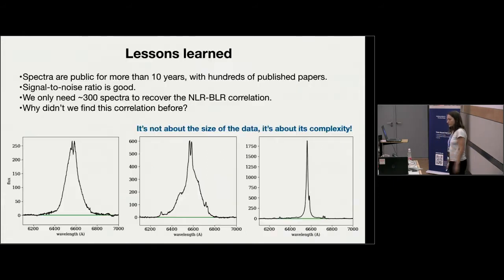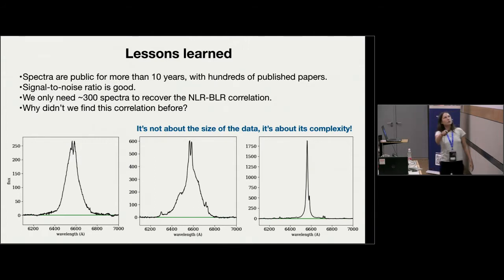And what have I learned from this example? So these spectra I worked with are public for many, many years. And there were numerous works trying to measure these lines, the broad and the narrow lines. We have the SNR, and we only need roughly 300 spectra to recover this correlation. So how come we didn't find it before? And I think my lesson is that it's not about the size of the data, it's about its complexity.